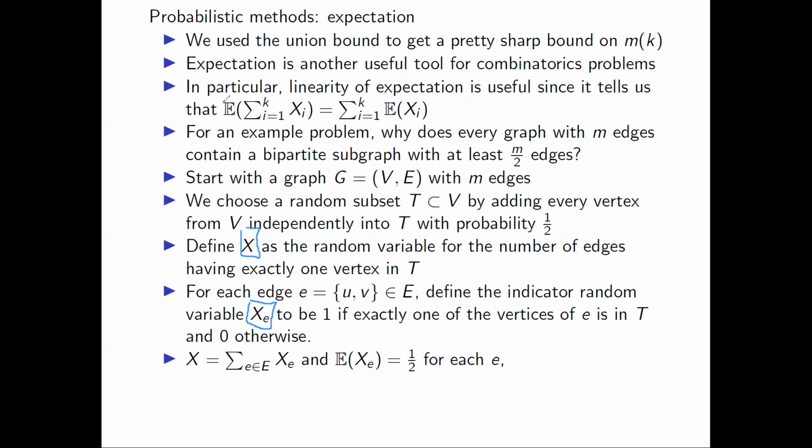And here, we can use the linearity of expectation. So linearity of expectation, we can apply that down here. And we're going to apply it knowing the fact that each of the xe's is going to have an expectation of 1/2. And we should probably look at that for a second. So the expectation of xe being 1/2. Why is this true? Well, the random variable has value 1 if exactly one of the vertices of E is in T and 0 otherwise. So we can look at U and V.